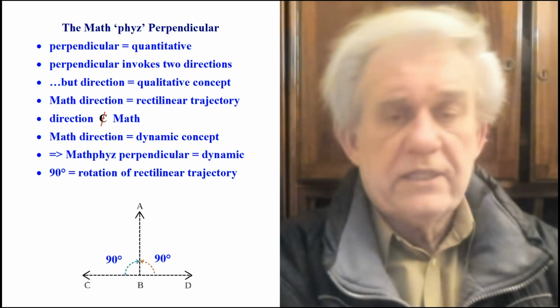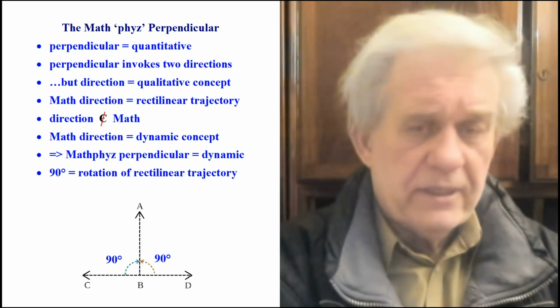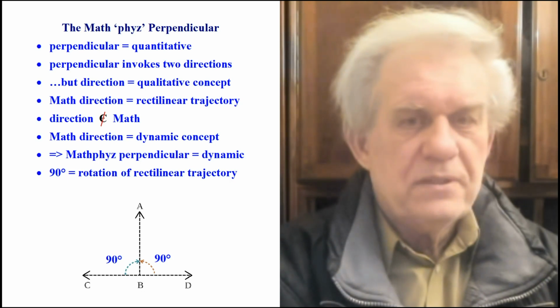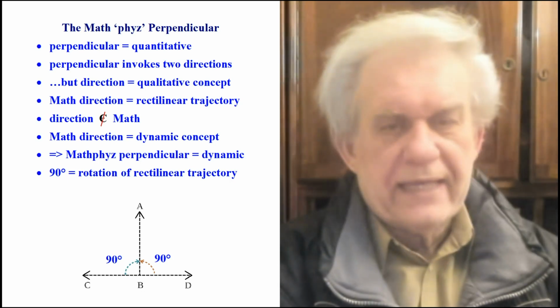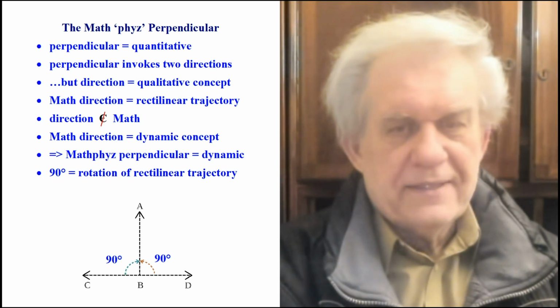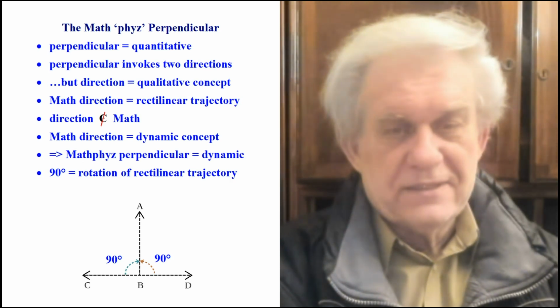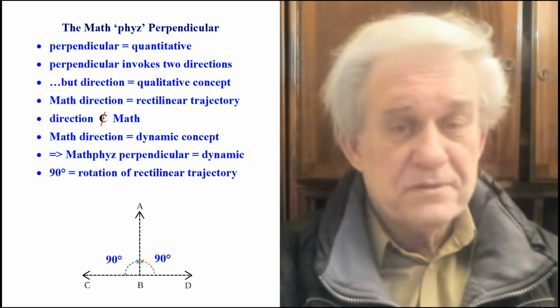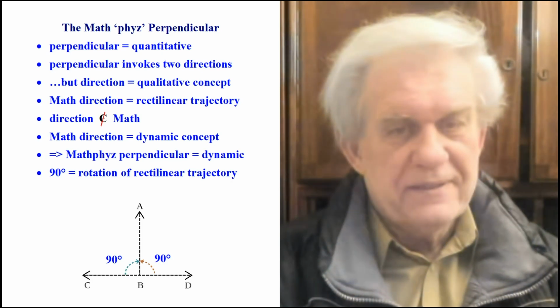But direction is a qualitative concept. I mean, it doesn't even belong in math. So you have no use for direction in math. I can't put a direction in an equation. They do through velocity, because velocity has magnitude and direction. But the direction part is the qualitative part, and they kind of put it in by hand.